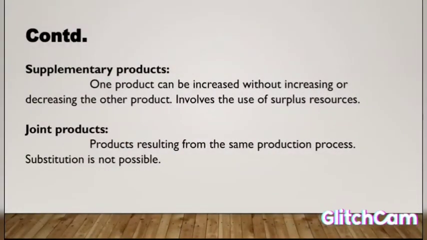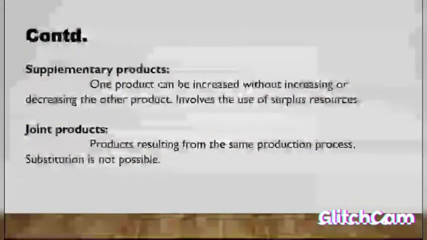Last one is joint products. These are products resulting from the same production process. Substitution is not possible. Examples: paddy and straw, mutton and wool, cotton lint and cotton seed.